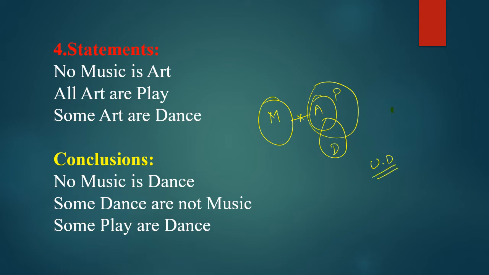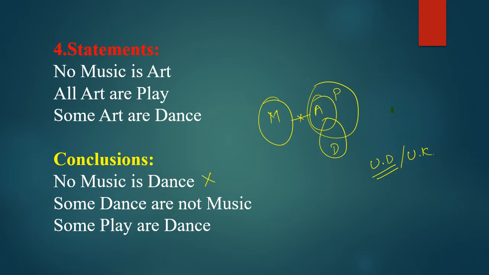Because there is no overlapping between this circle and the M circle. So when the relation between any two entities is undefined, or we can call it unknown, then any single definite conclusion like this would be wrong. I'm repeating again, when the relation between any two entities is undefined, any single definite conclusion like this will be wrong.